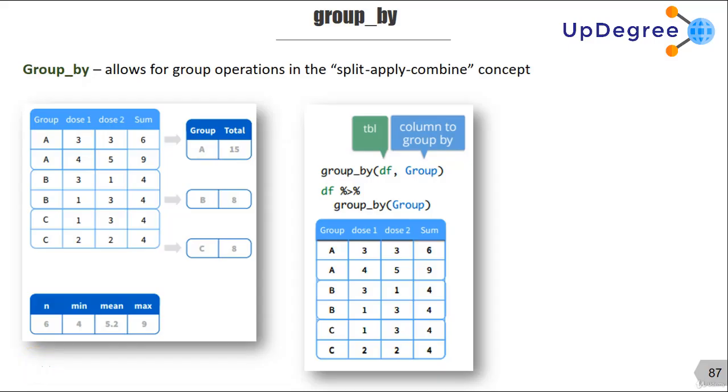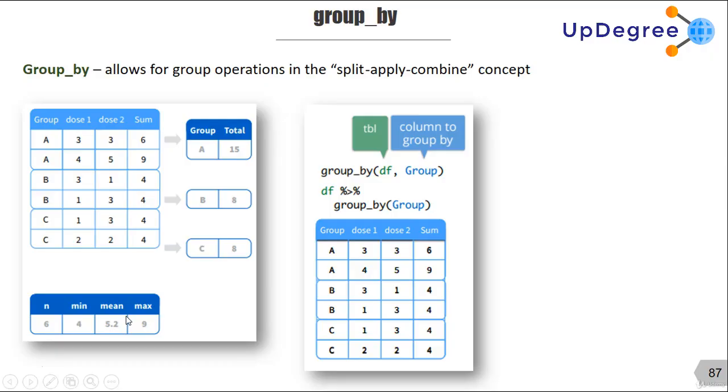Now let's discuss the group by function. We have seen in an earlier video that the summarize function gives you one row with all the summary. Suppose we want the mean, max, minimum, and the total number of observations. It would give you minimum is 4, maximum is 9, mean is 5.2, and there are 6 observations. All those things it can give you.